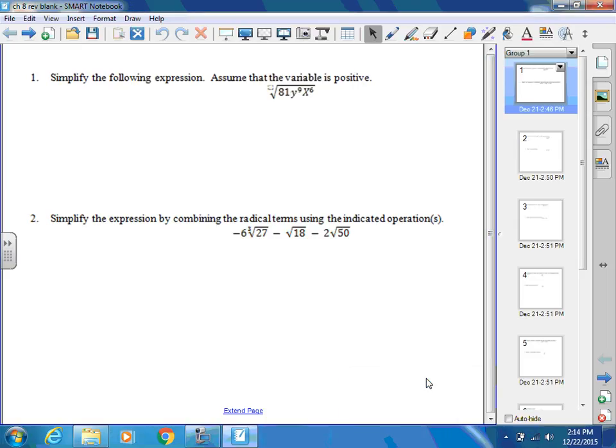Hello, today I'm going to go over the Chapter 8 review for Math 111. This would be your final test material, and this is all over Chapter 8, which has to do with radicals. I'm going to go ahead and get started doing this.